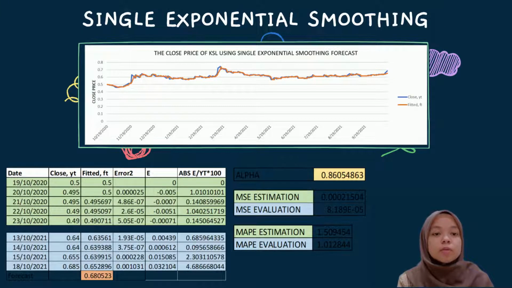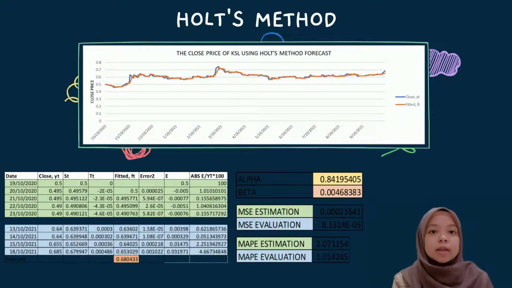We chose to do single exponential smoothing using Solver, where it requires Excel to determine the best value of alpha. Since we put alpha at I9, we substitute the alpha with I9 first to calculate the fitted values. The forecast value for this model is 0.680523. To get the minimum value of MSE evaluation, the best alpha value is 0.8605483. In the end, the MSE estimation and MSE evaluation obtained are 0.000210504 and 0.00008189.